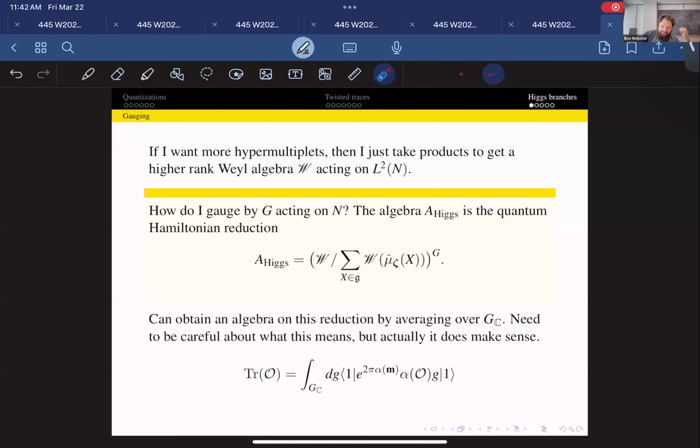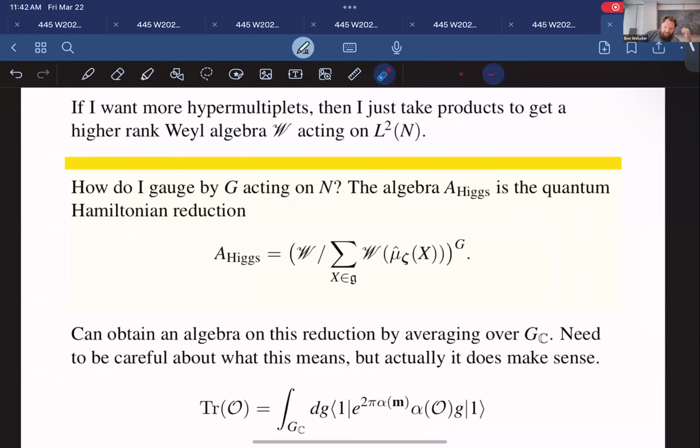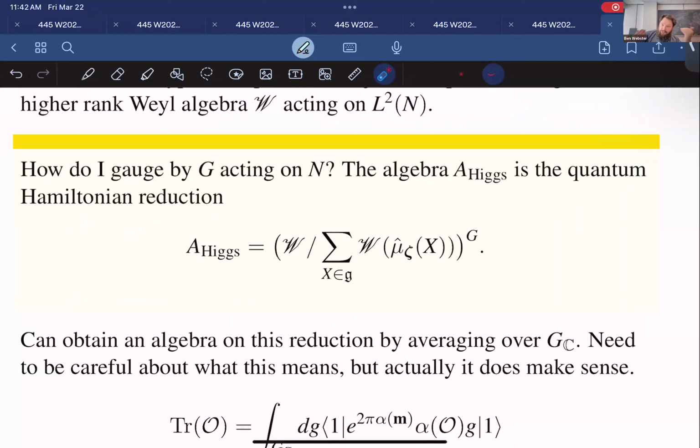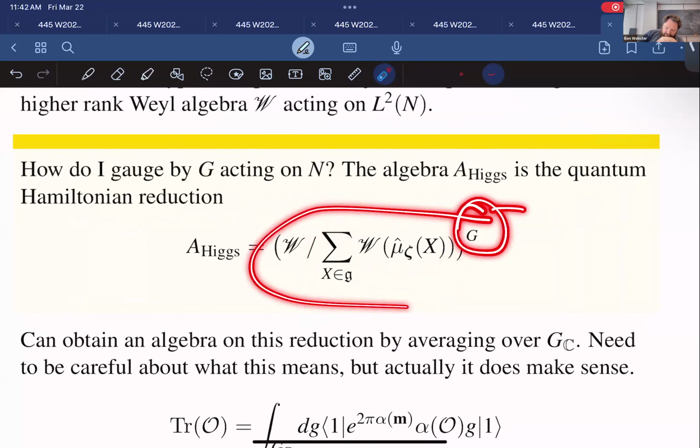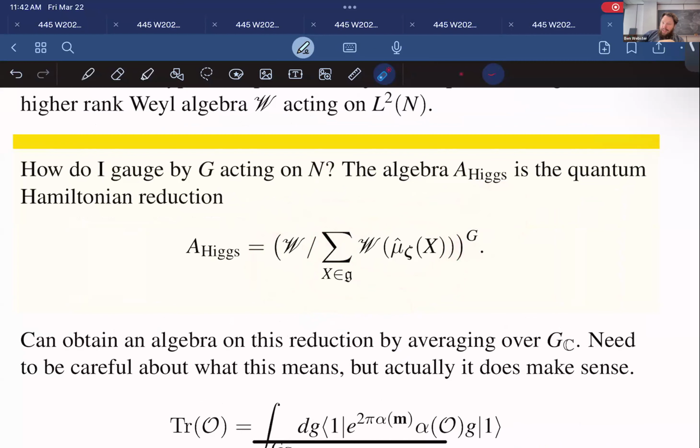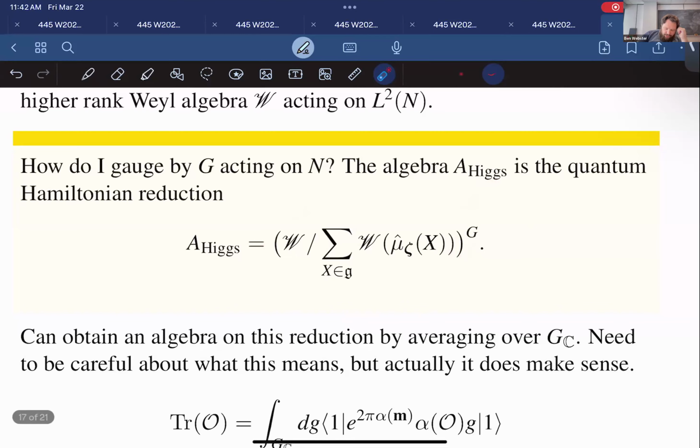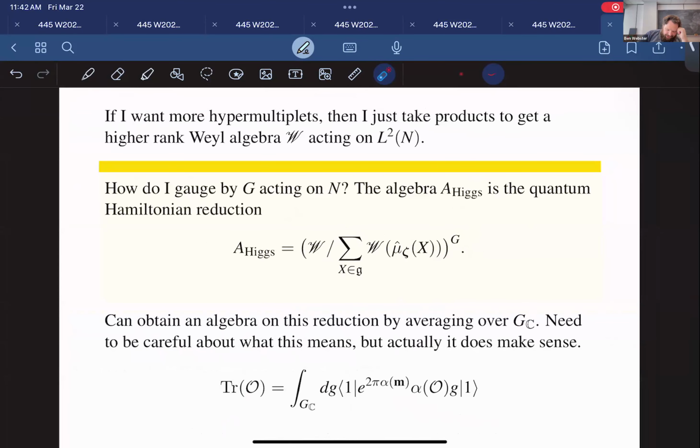Now I want to gauge by the action of a compact group, where I assume N is a complex representation. So what I can do, and this is the answer that we've known for a long time for the Higgs chiral ring and its quantization, is to do a quantum Hamiltonian reduction of that Weyl algebra. So again, I impose the complex moment map as a relation. That's what this part means. I'm modding out by that. And then I take the invariance under the compact group. And that gives me the quantized chiral ring, this protected associative algebra. And you can obtain, oops, I said algebra, but I meant trace.